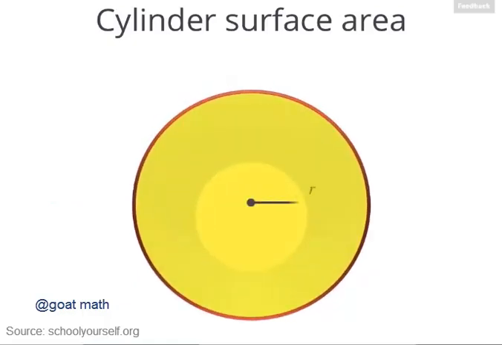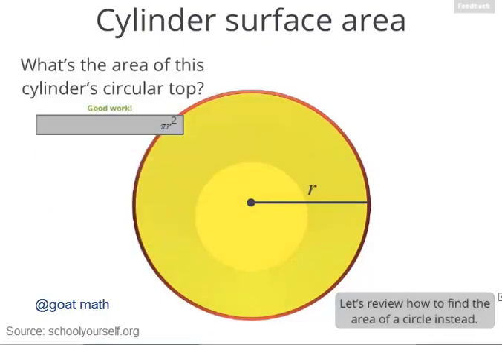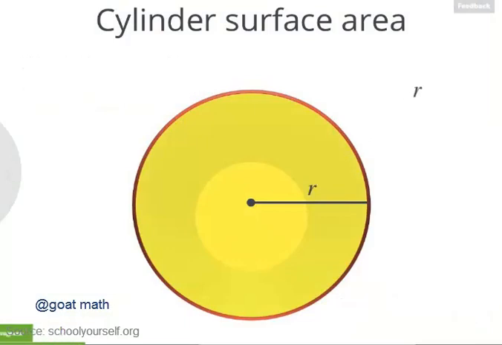As we said, the top of this cylinder is a circle with radius r. So in terms of r, what's the area of this circle? If you're not sure, click over here to review. Exactly. This circular top has an area of pi times r squared.